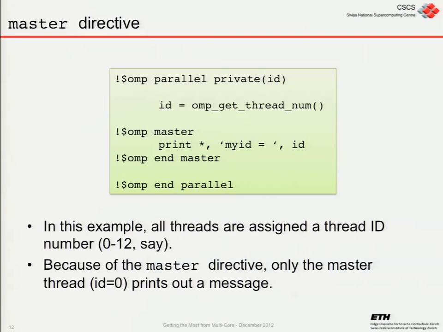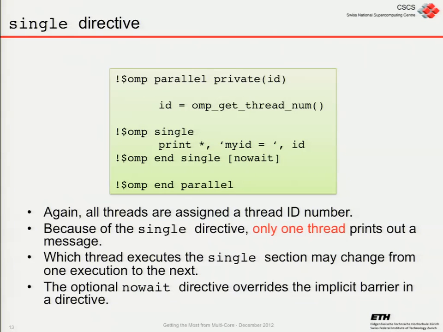But here, with a master or a single, you don't actually need to tear down the threads anyway. You can just get it to do things only on one thread. So here, everybody can get their thread num, but only the master's going to print it out. The single directive is the opposite, but now it doesn't necessarily have to be the master thread, thread 0, that will do this. So the same thing as we saw before, but now it may not be my ID equals 0, it could be my ID equals 3, whatever.